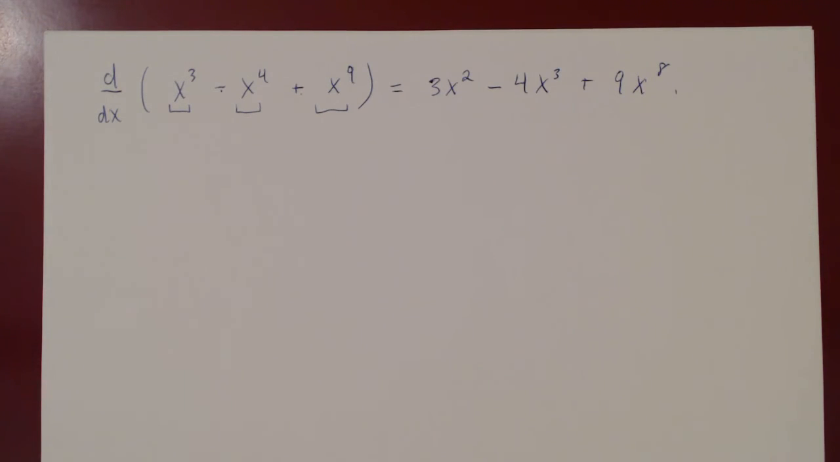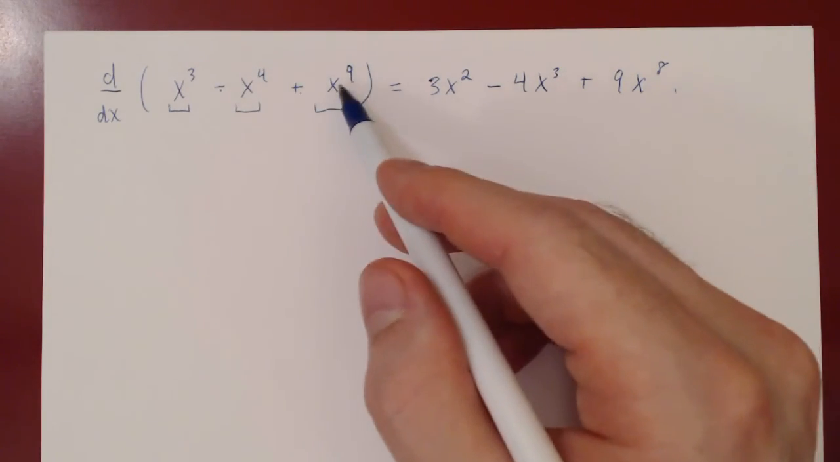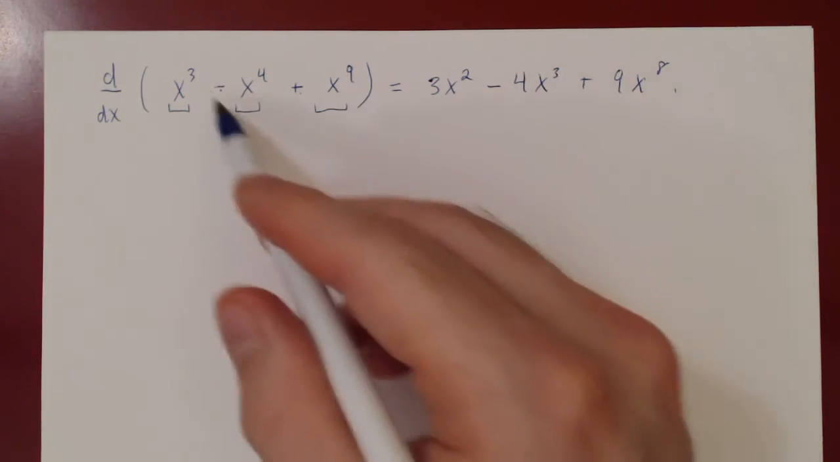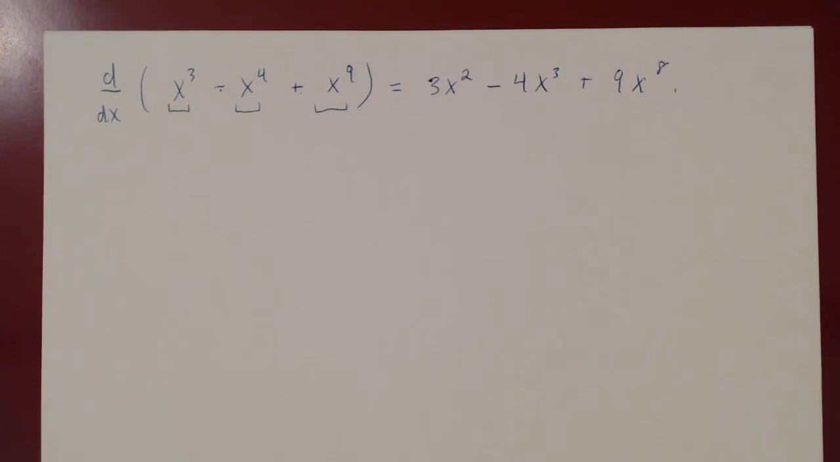The nice thing is, if you differentiate over a sum or difference of functions, you differentiate each function directly. And if you subtract, you subtract. If you add, you add. That is the sum and difference rule. In our next video, we'll look at other rules of differentiation.